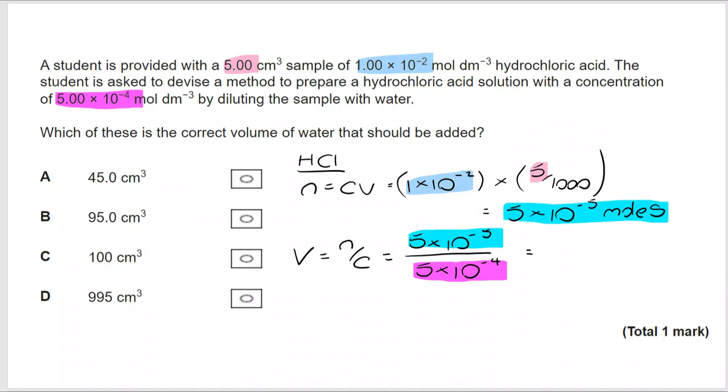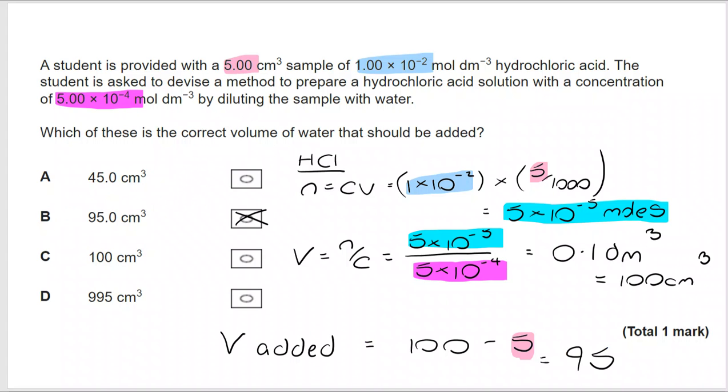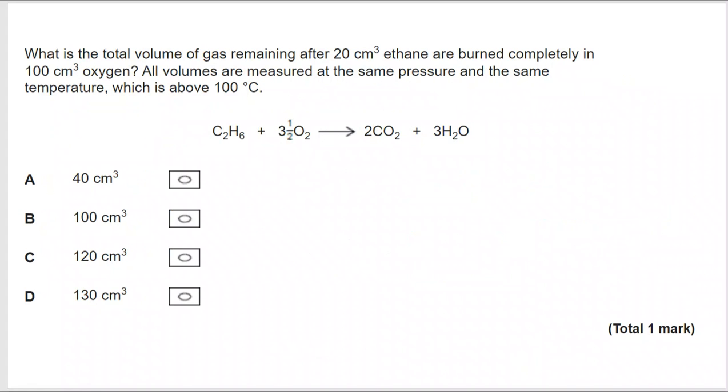Now, from there, I want to work out the volume that I would need if that's how many moles I have in my new concentration, 5 by 10 to the minus 4. So 5 by 10 to the minus 5 over 5 by 10 to the minus 4 is 0.1 decimeter cubed, which is 100 centimeters cubed. However, we're not asked what the volume should be, we're asking how much we need to add. And we already had a 5 cm cubed sample. So the volume of water that I need to add is 95 centimeters cubed. And the correct answer is B. Let's move on to the next question now.